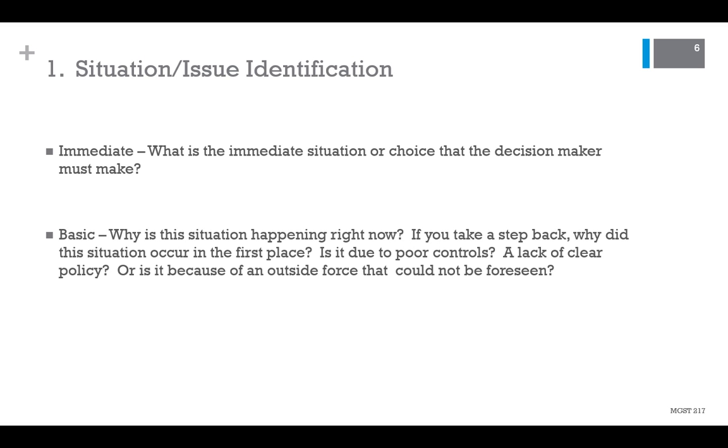Now the basic issue identification is often the underlying reason that this has become an issue. If you take a step back, why did this situation occur in the first place? Is it due to poor controls, a lack of clear policy, or is it because of an outside force that couldn't be foreseen? In this case, the basic problem is that when Eric sent out his applications, he sent them out everywhere. He didn't really consider whether or not it was a job that he wanted.